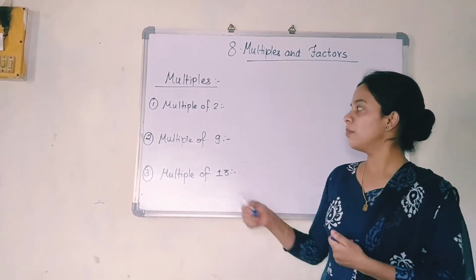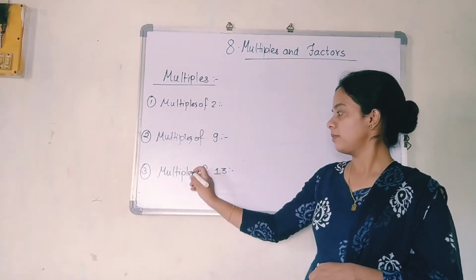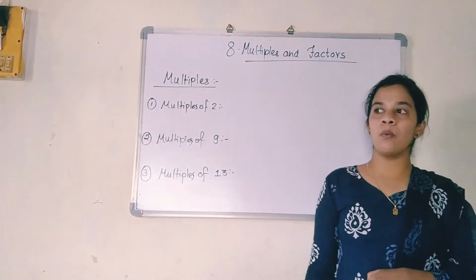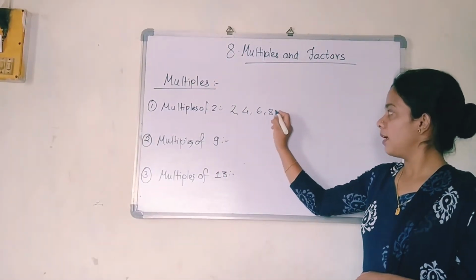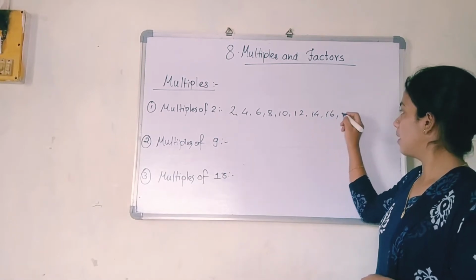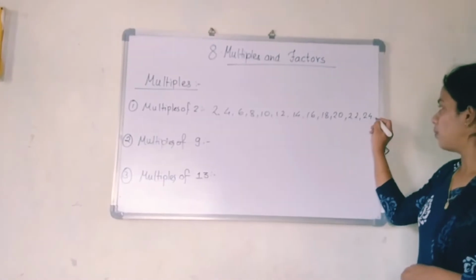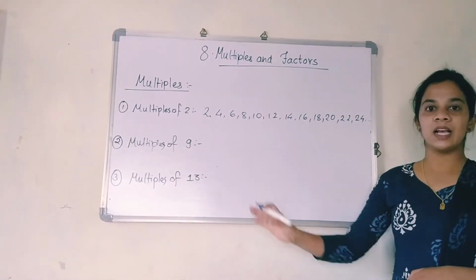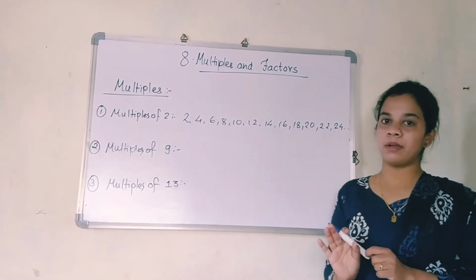That's it. So multiples of 2. Multiples of 2 are what? 2, 4, 6, 8, 10, 12, 14, 16, 18, 20, 22, 24. You can go on adding. These are the multiples of 2 itself. I have told you, multiples means the table.